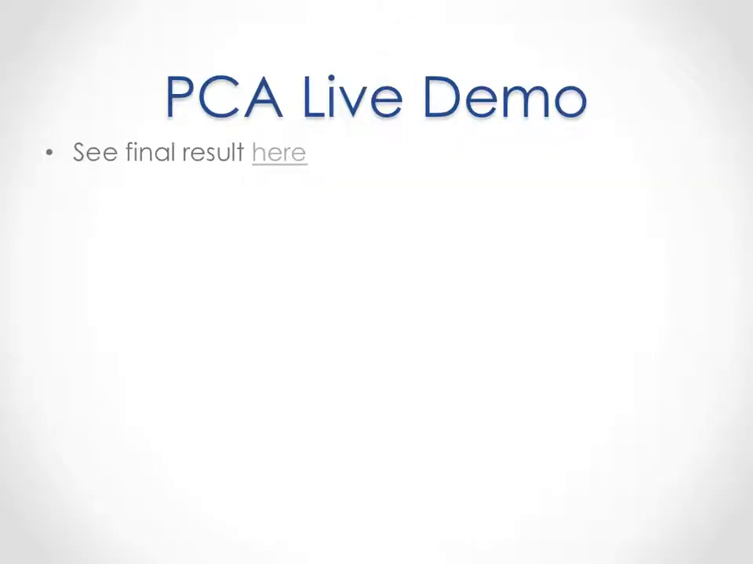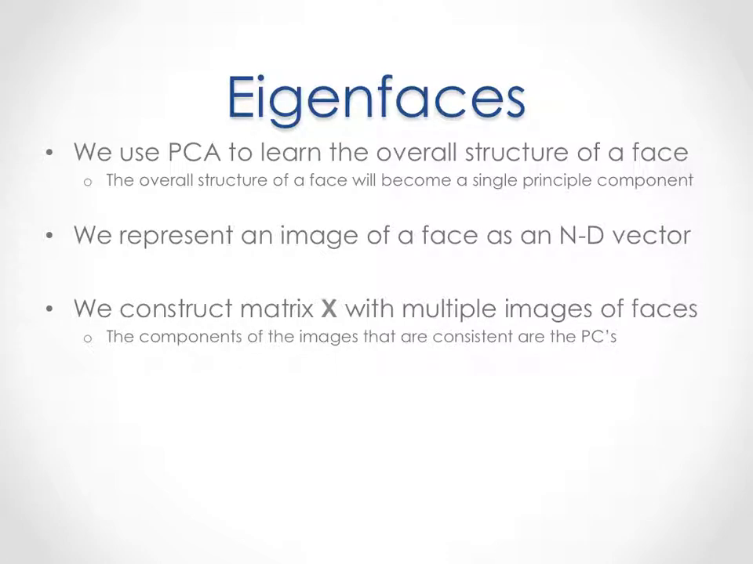So, given that we are now completely confident in our knowledge of how PCA works, we can start to talk about eigenfaces. Eigenfaces uses principal component analysis to learn the overall structure of a face. What I mean by that is, we will feed it a whole bunch of different images of faces, and the principal component that it extracts from all those images will be kind of the overall illumination pattern of a face. So it might have, say, the forehead and the cheekbones and dark spots for the eyes, that kind of thing.